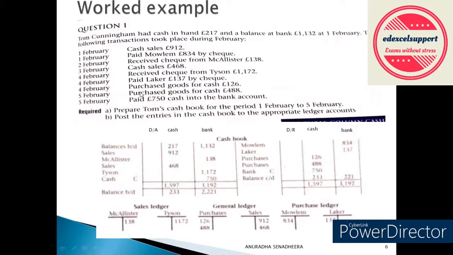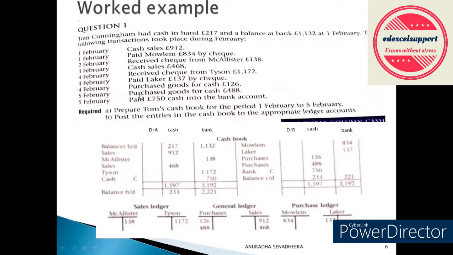Again, 4th February, another transaction is there. That's purchase goods for cash. The double entry we have already done. You must be knowing purchase goods mean the purchase account will come, and paying by cash, cash is coming. So since you are paying cash, cash will be reduced. So cash will be credit. So it's a credit side, column will be cash, and the amount will be 126. The other account name is purchase account.